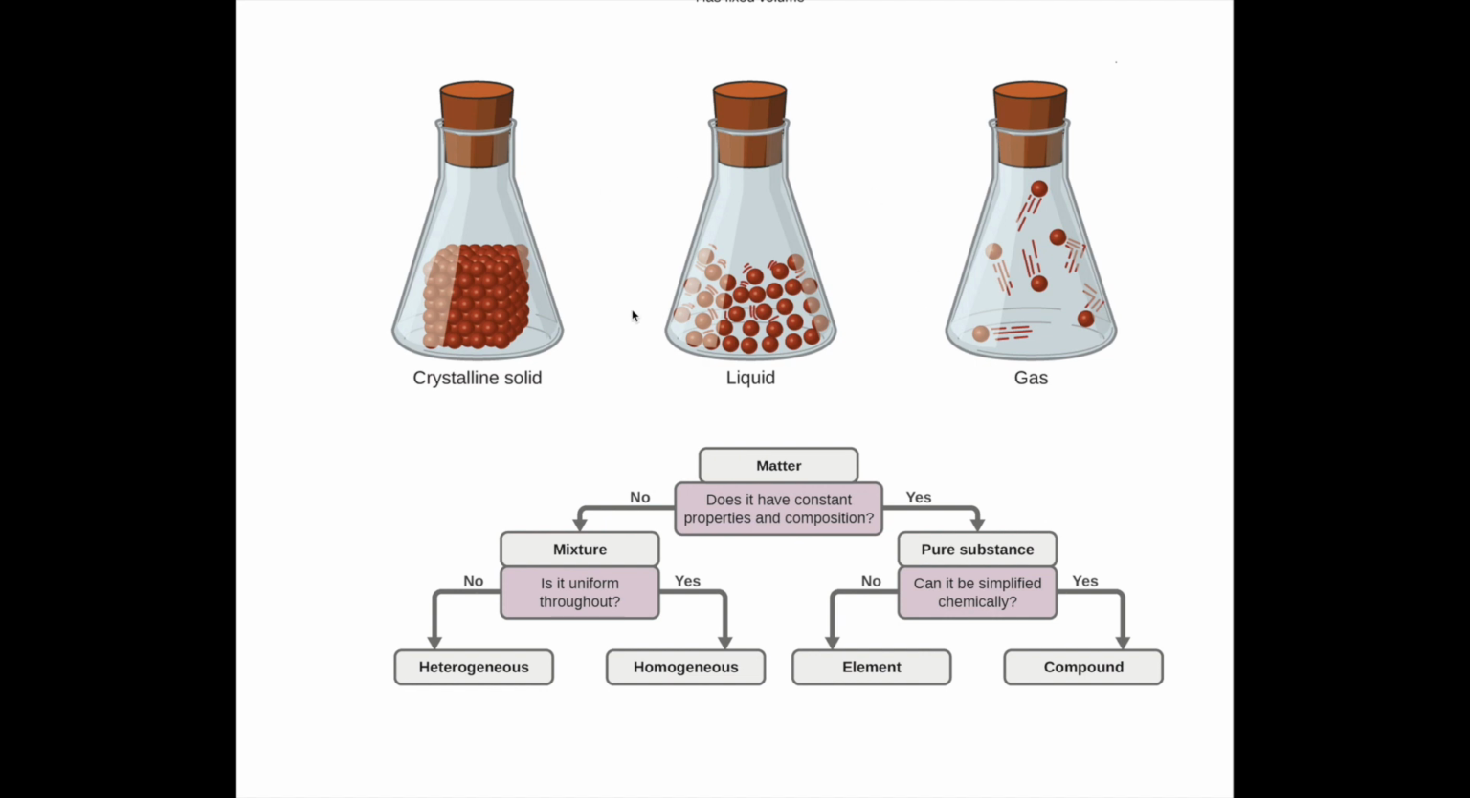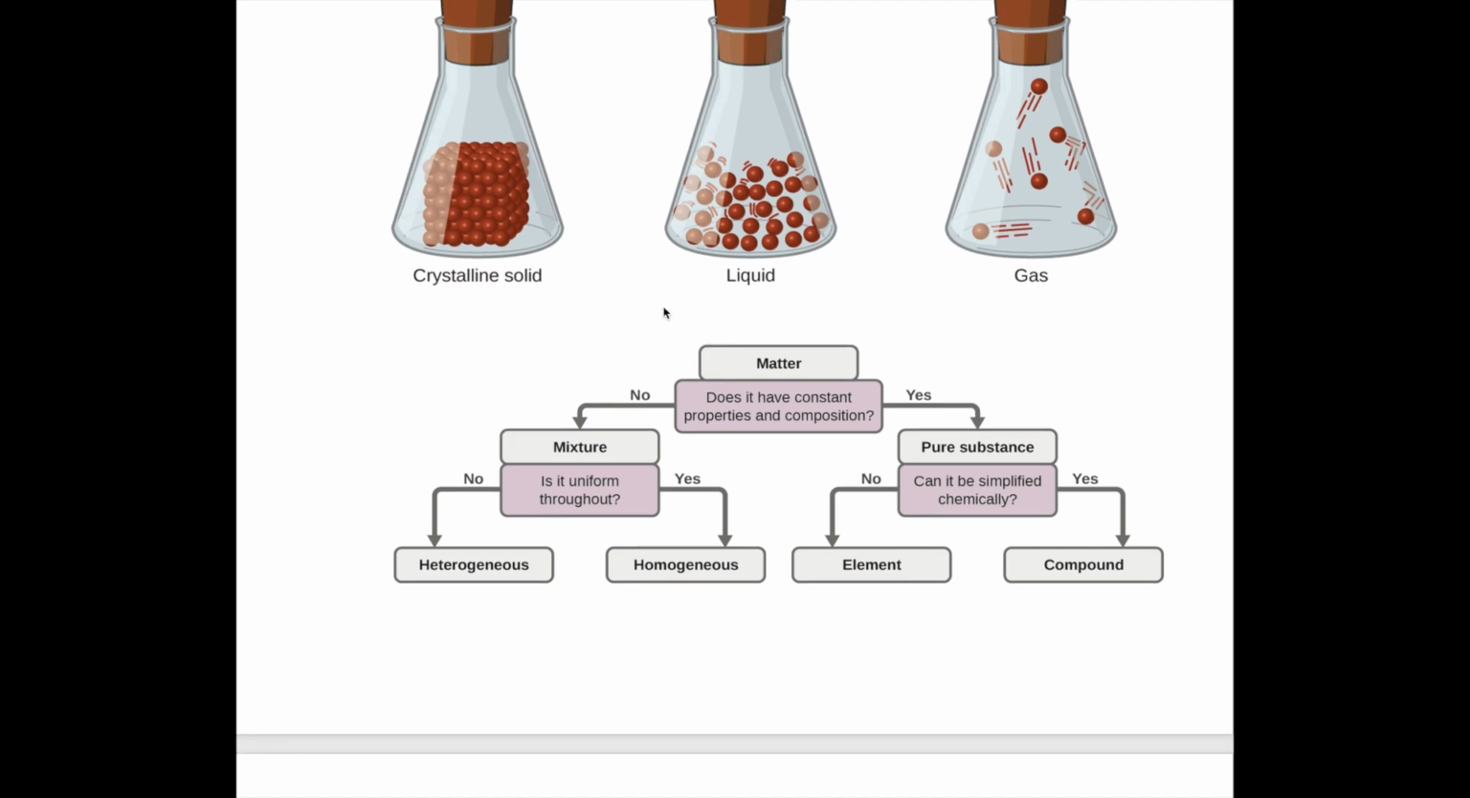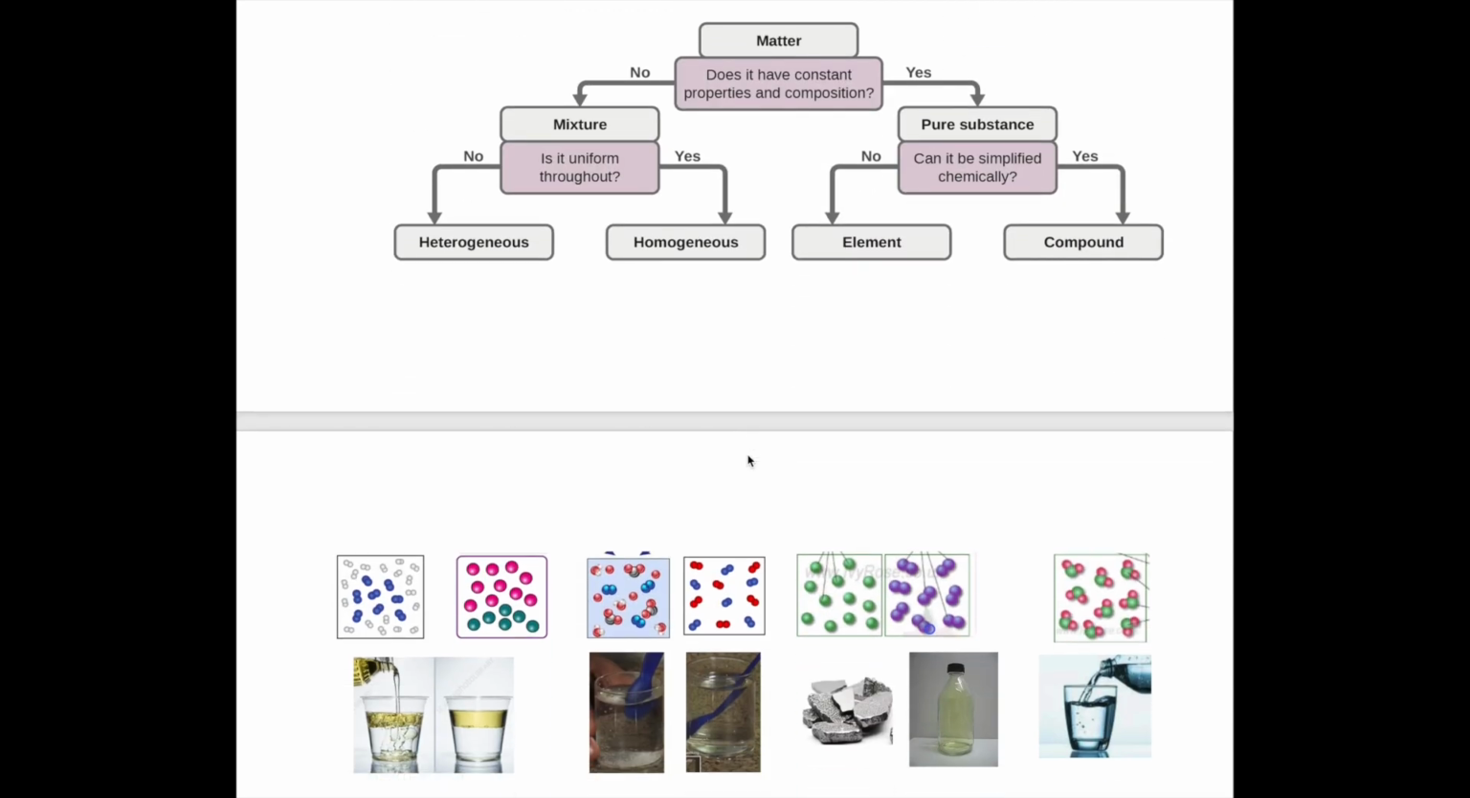In addition to knowing the states, we also need to know that there are different ways matter is composed. Composition of matter affects its properties. So the first thing to think about is there's two types of ways we divide matter: something called a pure substance and something called a mixture. I'm going to have some pictures here to show you.